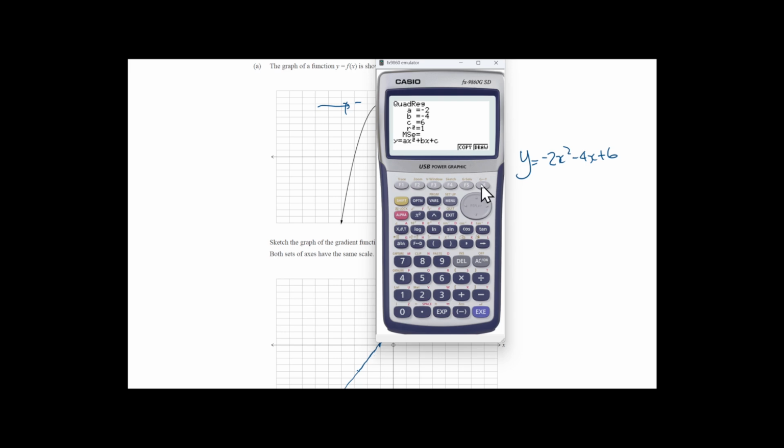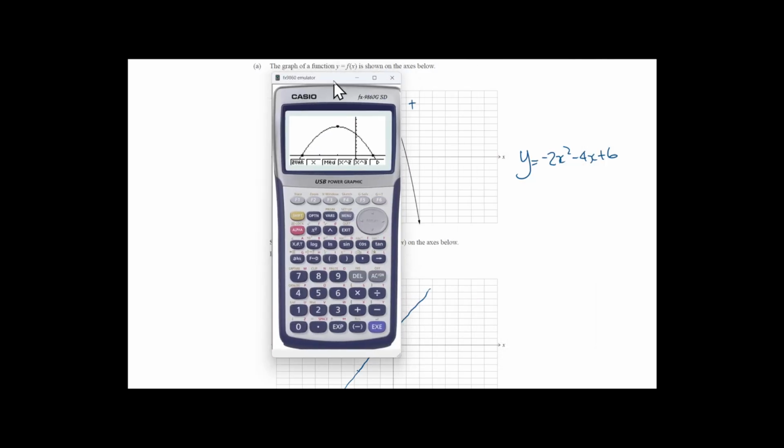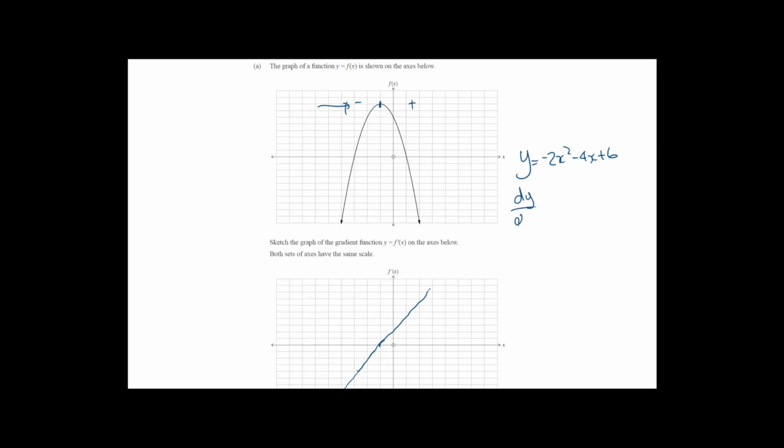There's no error terms, and we can even draw that parabola. So these are the same parabola there. It's sort of a slightly different scale, but these are equivalent parabolas. So we know that this equation is there. So then when we differentiate that, it's going to be minus 4x minus 4.